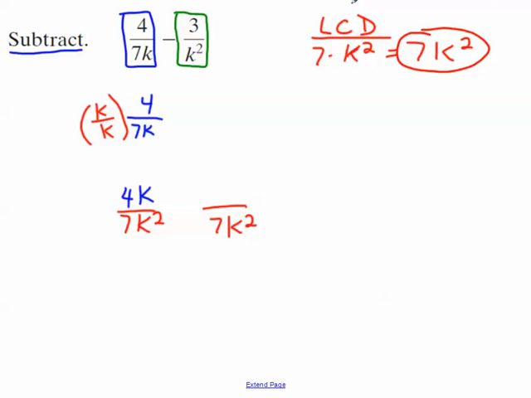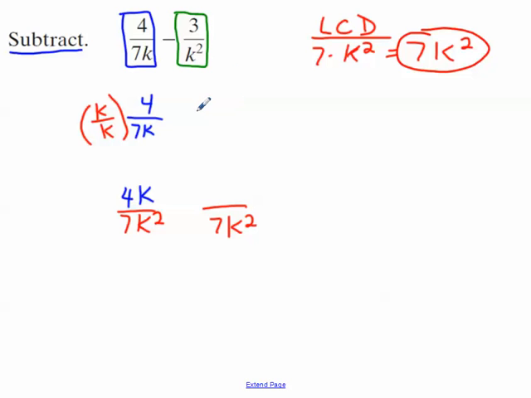All right, so we've converted our blue fraction, 4 over 7k, multiplied by k over k, because k was missing in our 7k denominator, and we get 4k. 4 times k is 4k. 7k times k gives me 7k squared, and that's our lowest common denominator goal. So we've achieved our goal of converting our blue fraction into a blue and red fraction with our lowest common denominator. Now let's do the same thing with our 3 over k squared.